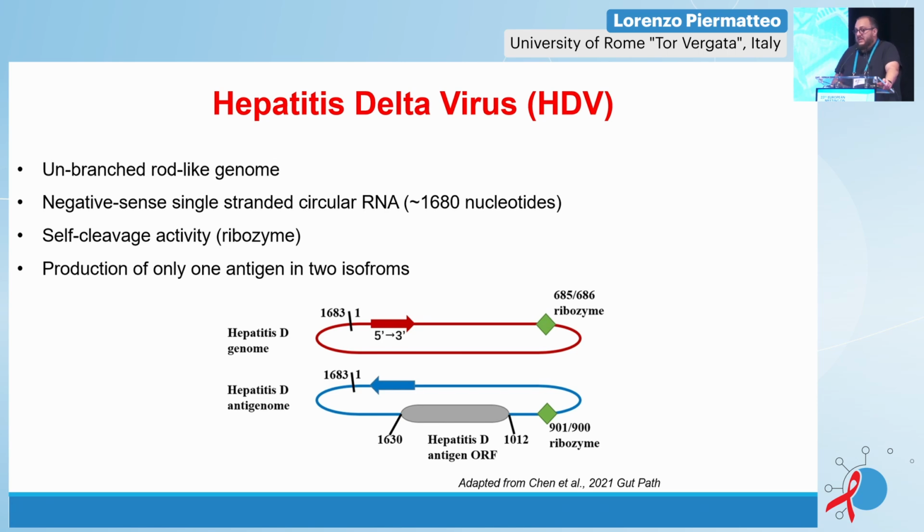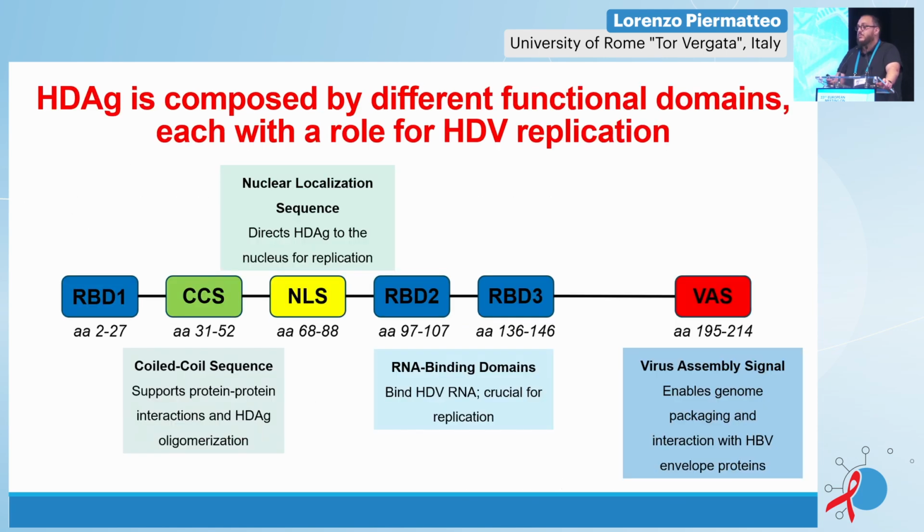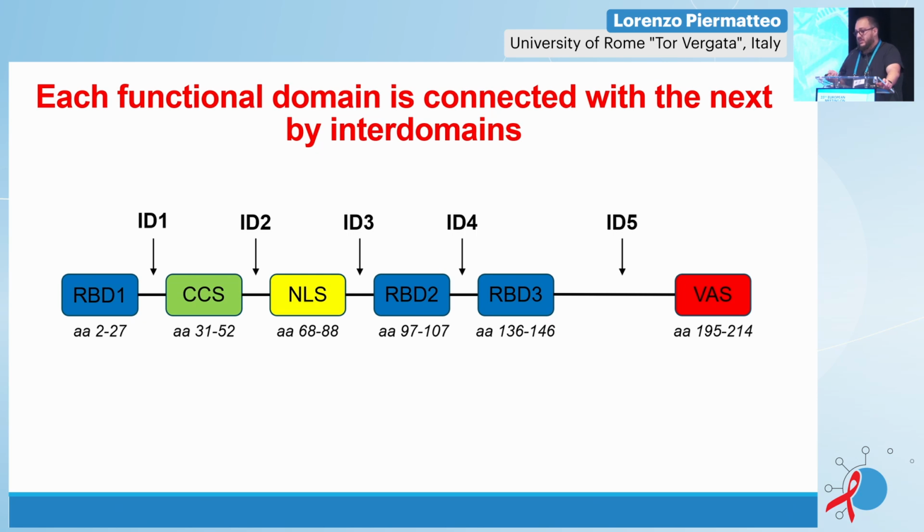Moreover, the hepatitis delta genome encodes for only one antigen, the delta antigen, that is composed of different functional domains. Each domain has a proper role during the life cycle of the virus, from the translocation of the virus into the nucleus, the binding of the viral RNA, and then the coordination with the HBsAg for the release of the viral particles. Each functional domain is connected to the next by interdomains.